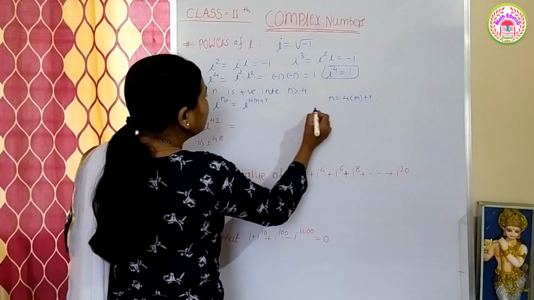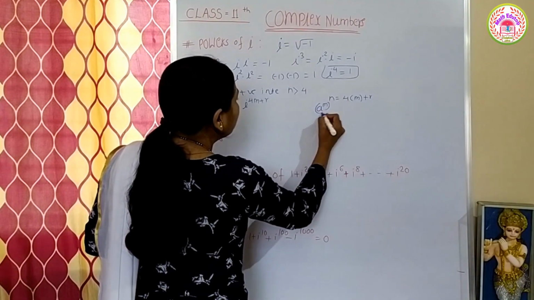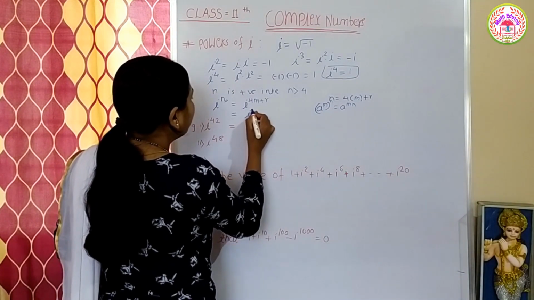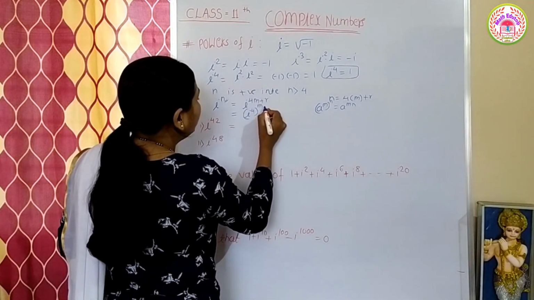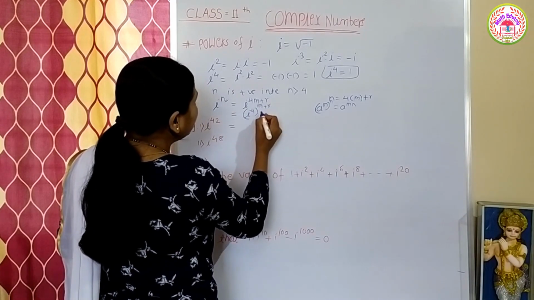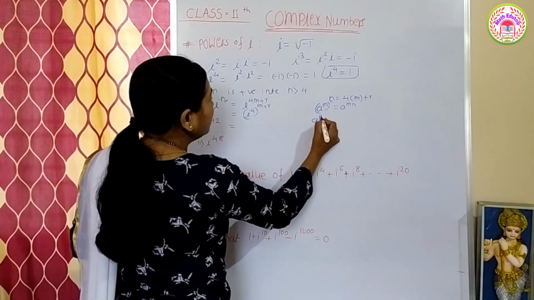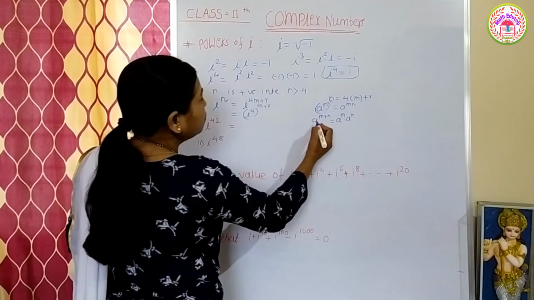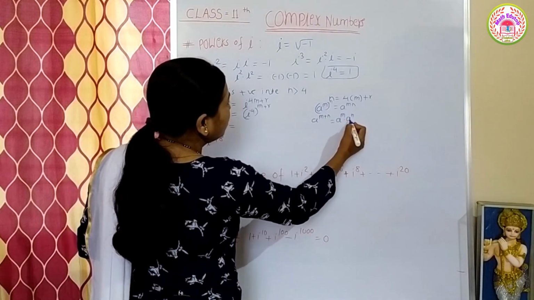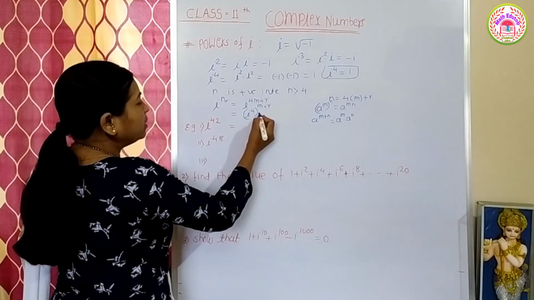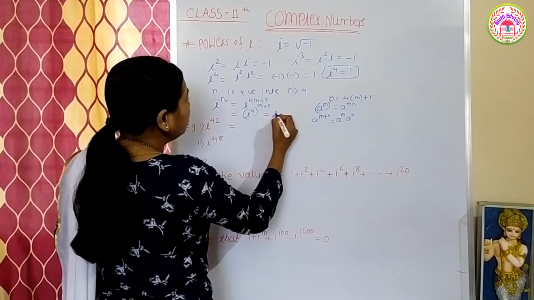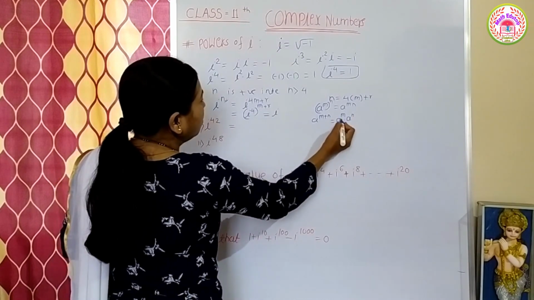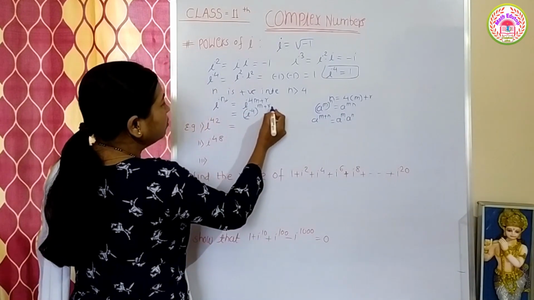One property we already know: a raised to m raised to power n is a raised to m into n. Using this, we get i raised to 4 raised to m times i raised to r. Also, a raised to m plus n is a raised to m into a raised to n. The same form we apply here: 4m is our m and r is our n, so this is one term and this is the second term.